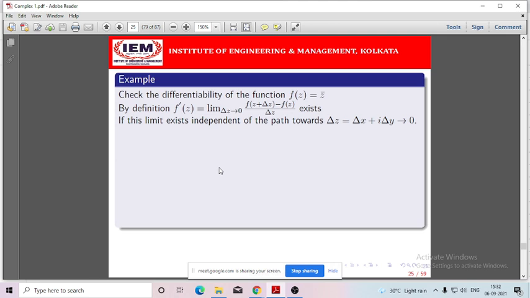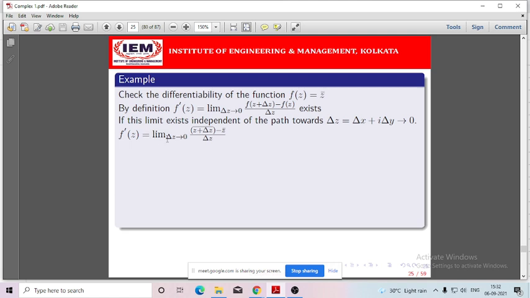Otherwise, the limiting value will not exist if it is path dependent, and the limiting value will exist if it is path independent. So we are approaching along the path where del z tends to 0. So what is del z? Del z means z is x plus del x, so del z will be del x plus i del y. So del z tends to 0 means this tends to 0.